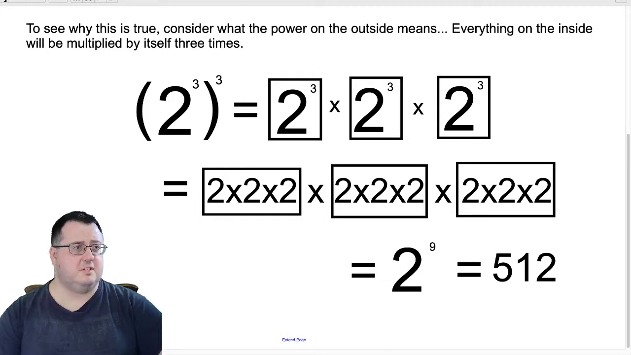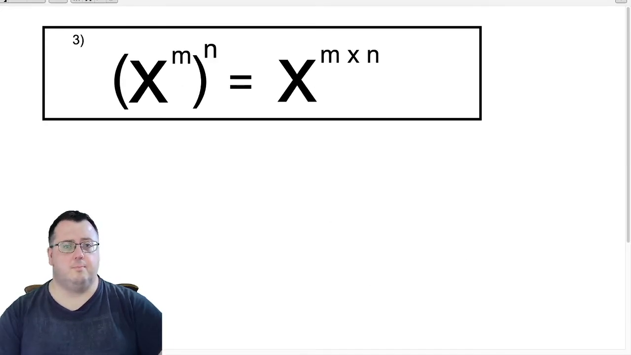This is summarised by this law: x to the m to the power n is x to the m times n. Well worth learning along with the first and second laws. And now I'm going to do a few live examples for you.